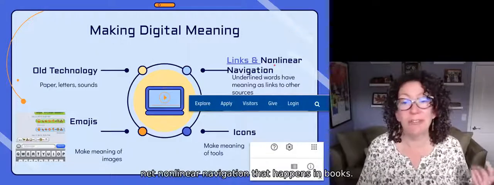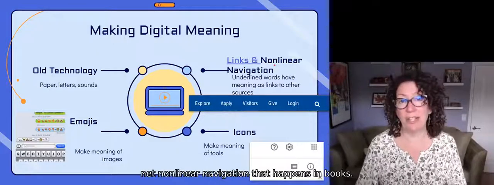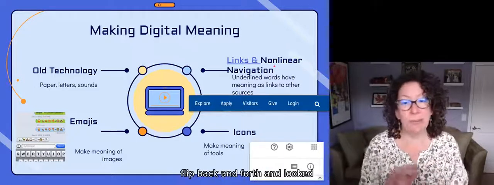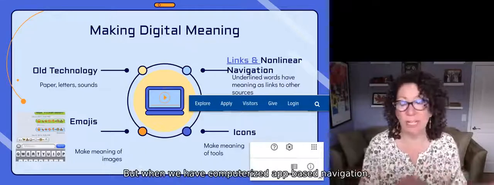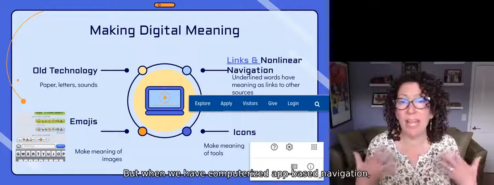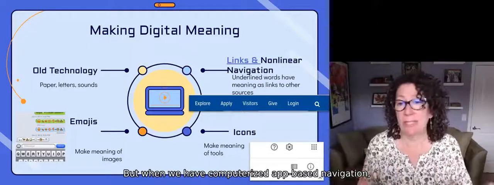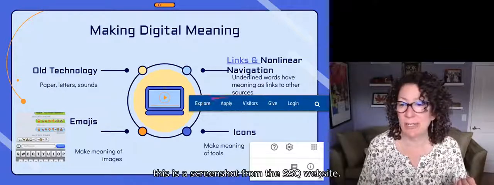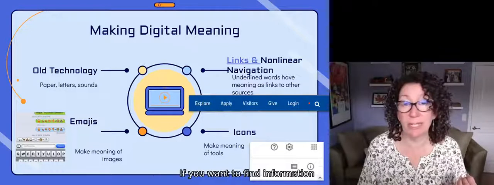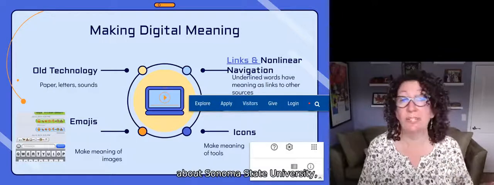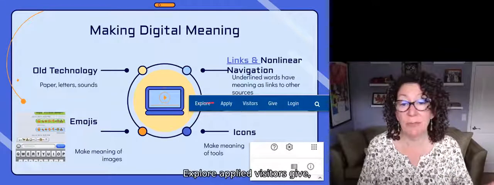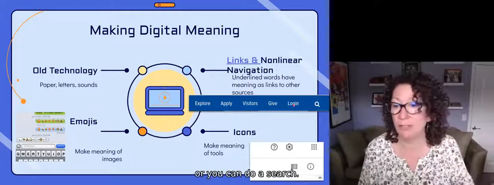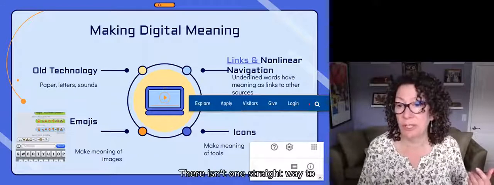And then also there's a lot of non-linear navigation that happens. In books, you start at the beginning and you read to the end, or maybe you can flip back and forth and look at the beginning and the end. But when we have computerized, app-based navigation, we have to understand that when you look at something like this, and this is a screenshot from the SSU website, if you want to find information about Sonoma State University, you could click the button that says Explore, Apply, Visitors, Give. I love that that's one of the ones. Sure, give more money to the university, or log in, or you can do a search.